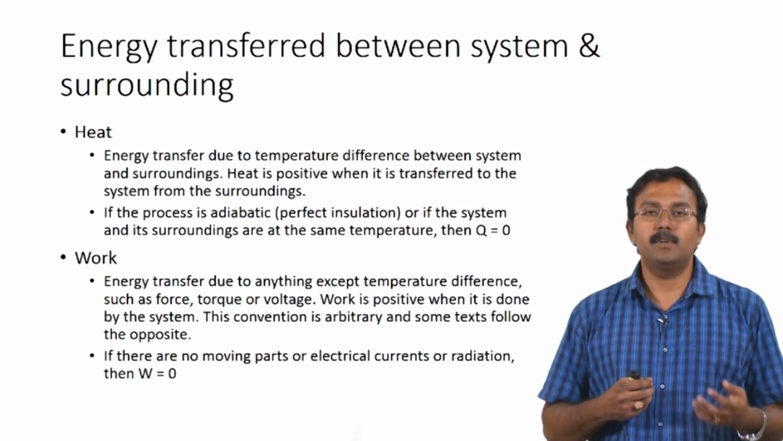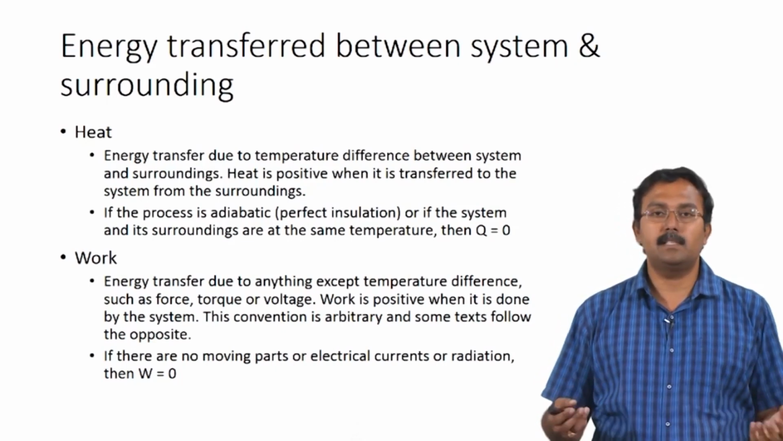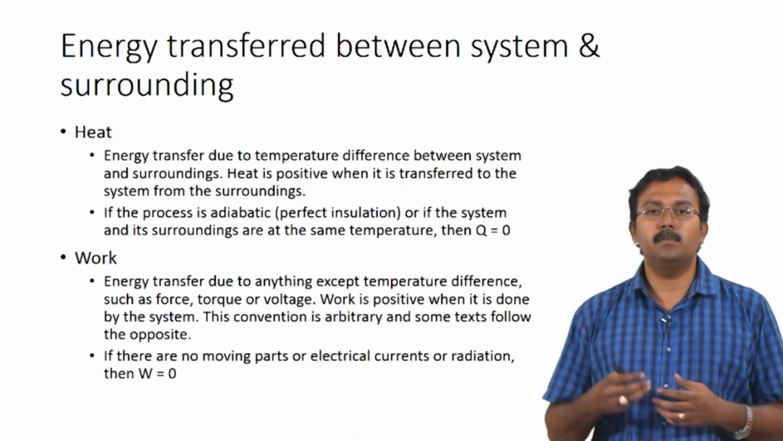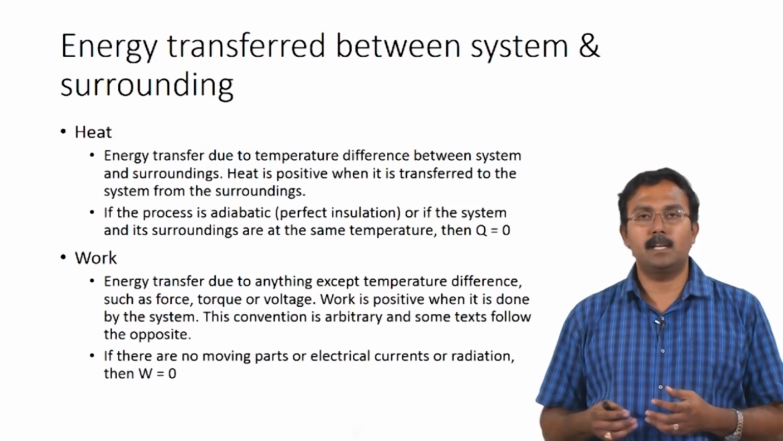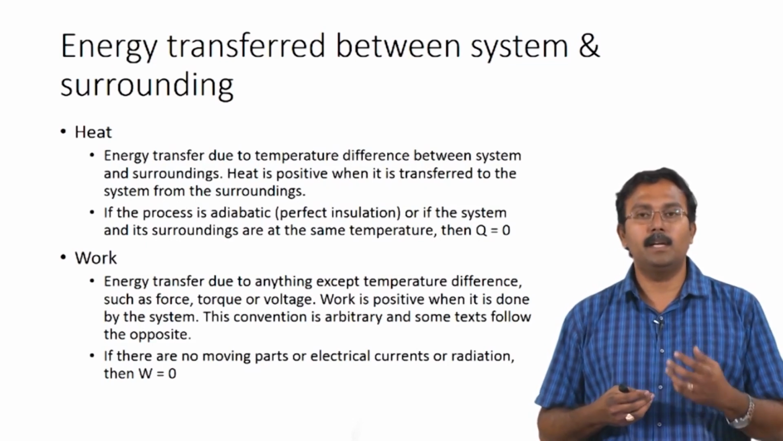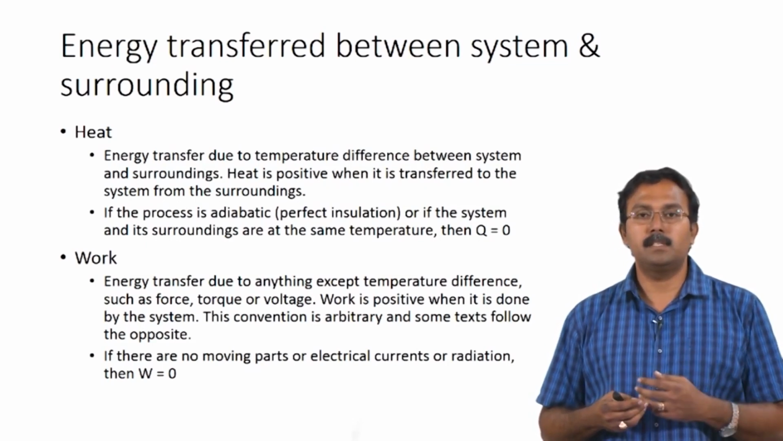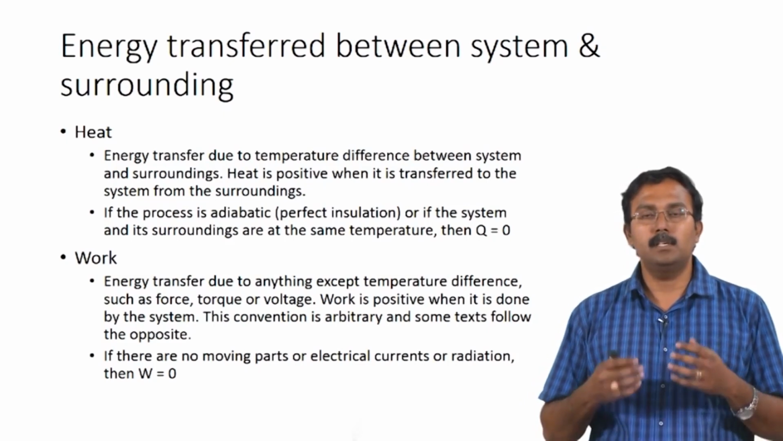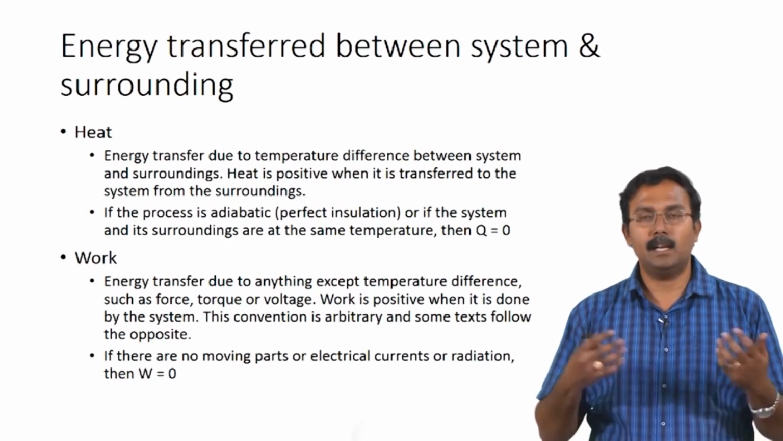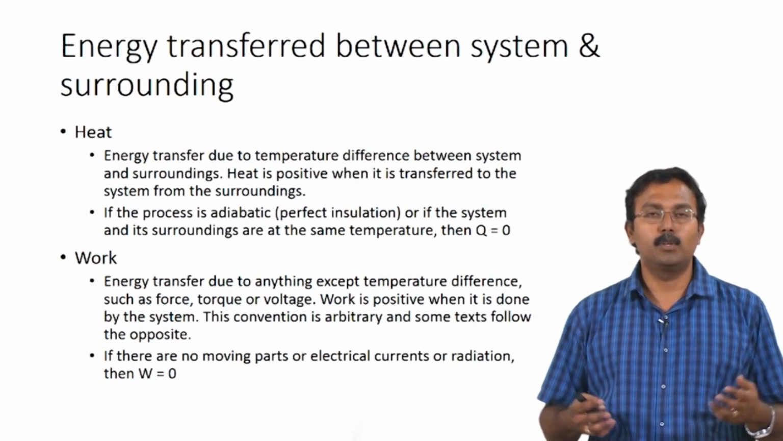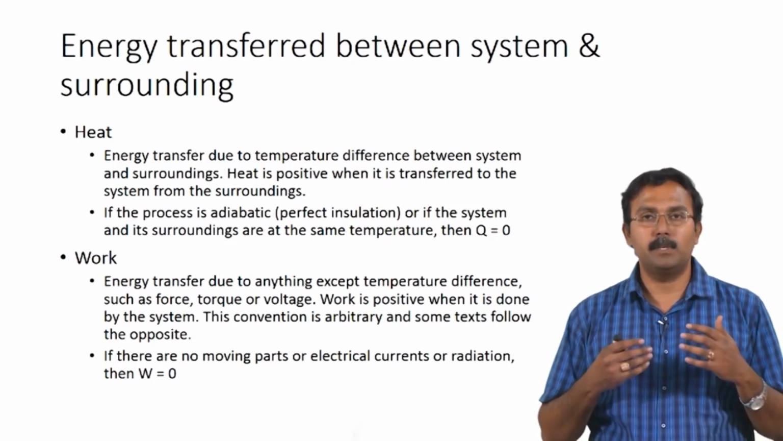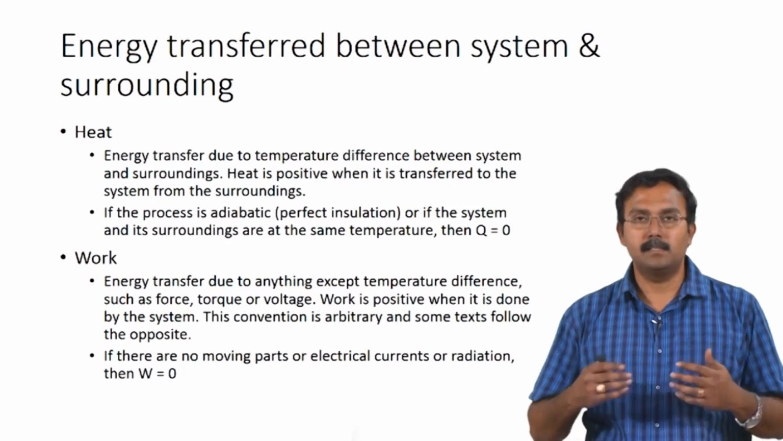Energy which transfers due to temperature differences between the system and the surroundings is called heat. Heat is considered to be positive when it is transferred to the system from the surroundings, and it is considered negative when it is the other way, where energy is lost from the system to the surroundings. This is a convention which we have consistently used throughout this course, and this convention can be different as well. In some books it is used in a different way. So, please understand that this convention has been used for our course to be consistent.